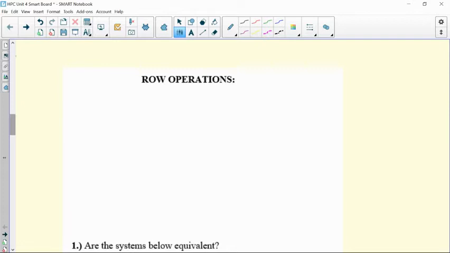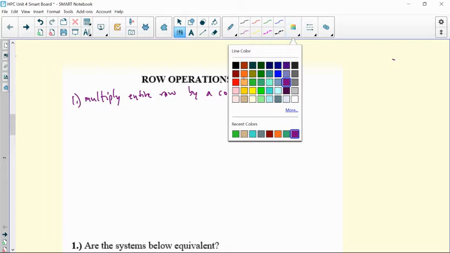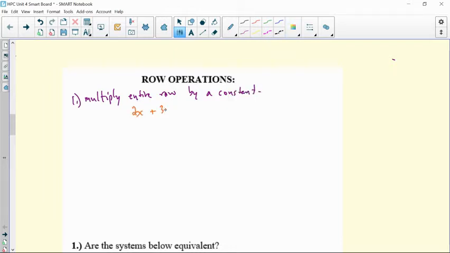Row operation kind number one is that you can always multiply the entire row by a constant. For example, if you had an equation like 2x plus 3y equals 10, and you multiplied everything by 5, then you'd have 10x plus 15y equals 50. Those are equivalent.